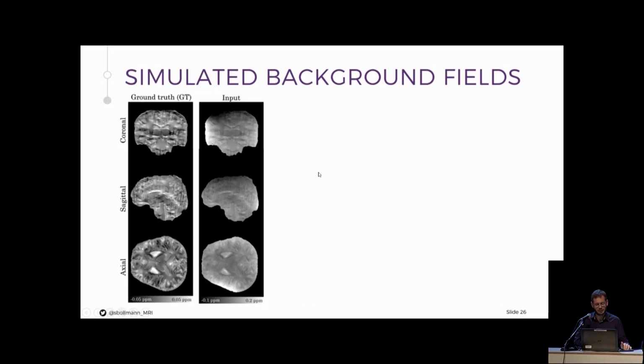And then we thought, okay, let's test it. So we have this synthetic ground truth brain. This is a simulated background field that we overlaid on top of this. And we see that it's very hard to see the details below. This background field is messing with us, and we couldn't use this to directly invert the problem. So we need to remove that first.